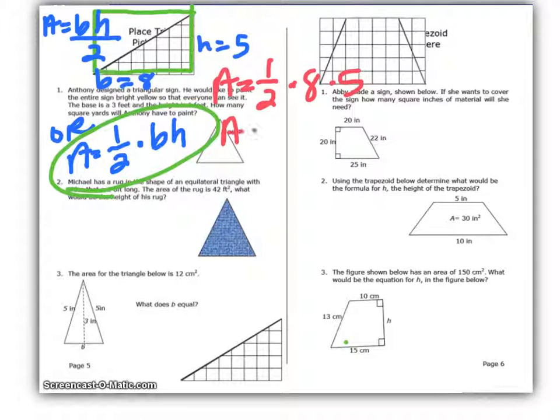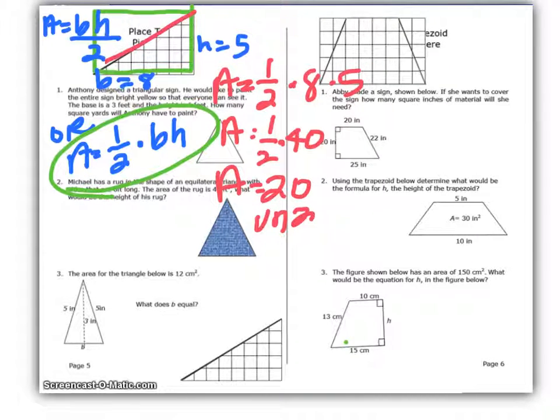And so if I have area equals half of 8 times 5, that is 40. That's the same area that we had for both our rectangle and our parallelogram, but half of that is 20 square units. And so that's the area of our triangle. So now let's look at our trapezoid.